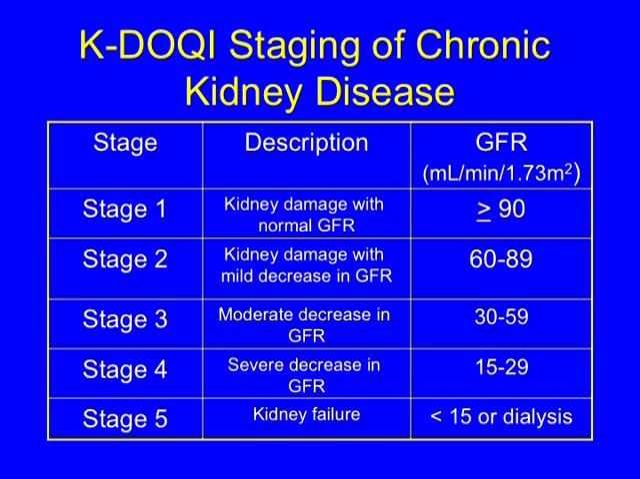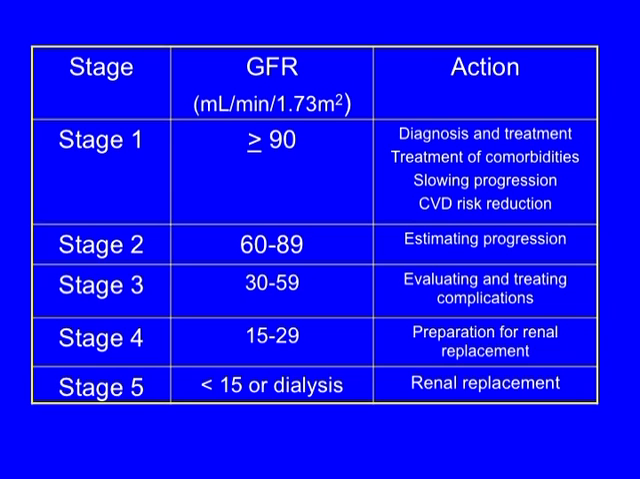Stage 3, a moderate decrease in GFR, 30 to 59. Stage 4, a severe decrease, GFR of 15 to 29. And stage 5 is the stage at which patients are either on dialysis or close to initiation of dialysis with a GFR of 15 or less. Now, the staging system is also useful because there are certain benchmarks and guidelines that we can follow based upon the stage at which the patient presents.